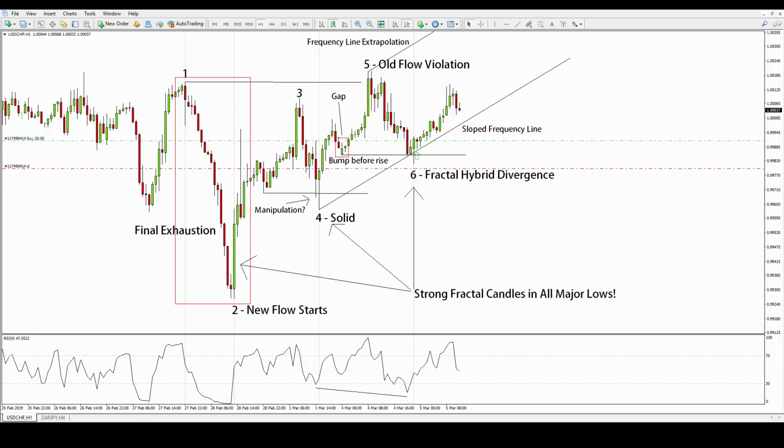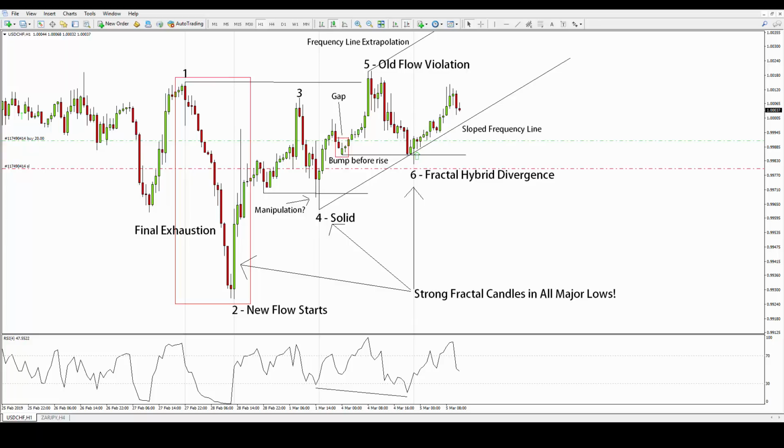In the movement from number 4 to number 5, we have a similar situation with the creation of a minor flow vector in the middle of the major vector. Beyond that, we also have the minor vector finishing off with a small gap created in the last candle down.